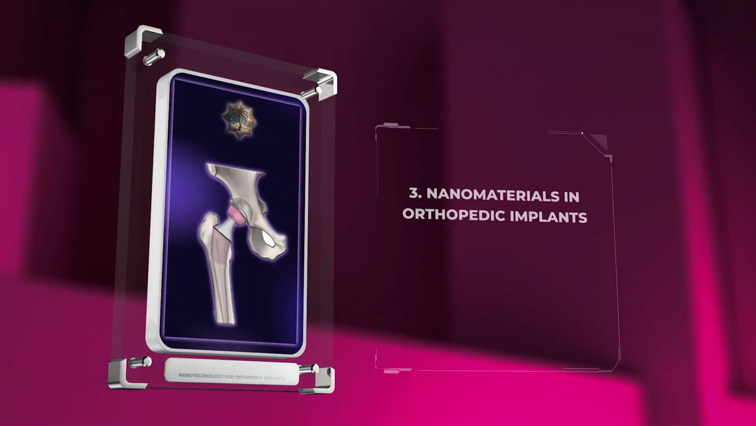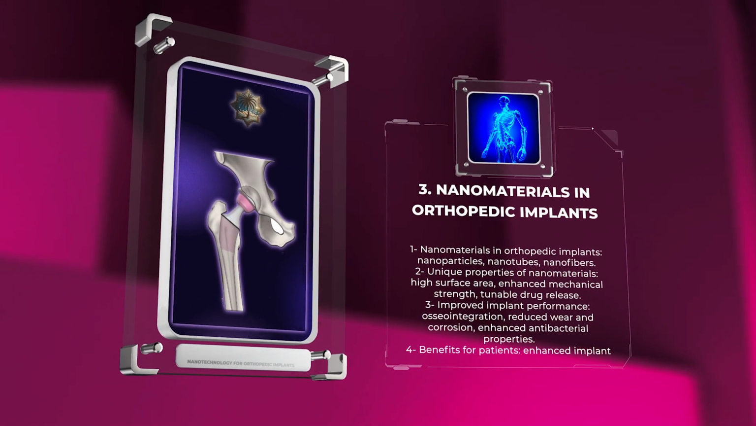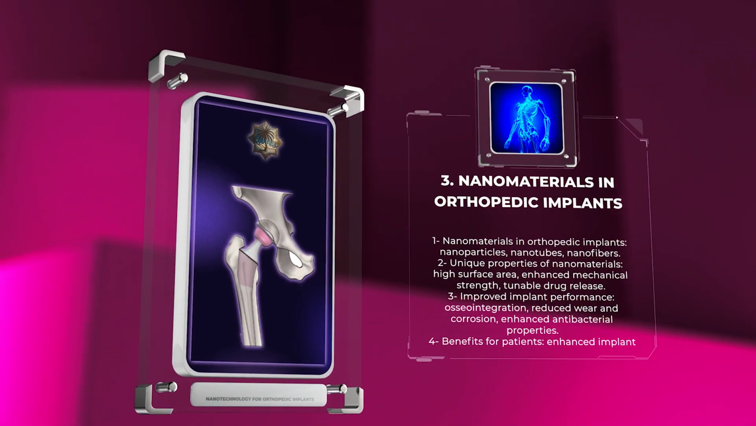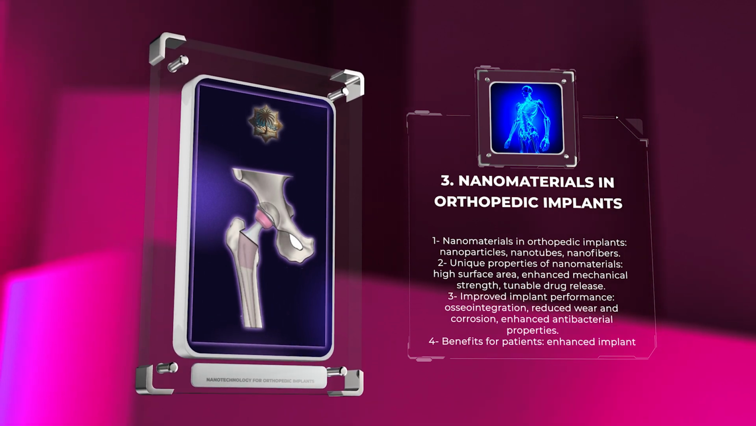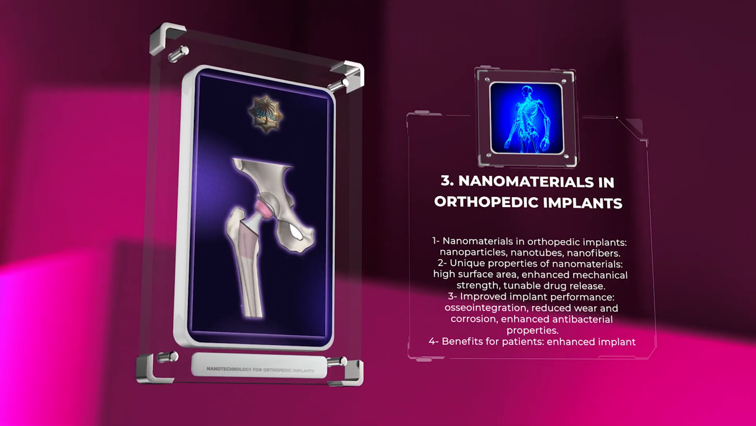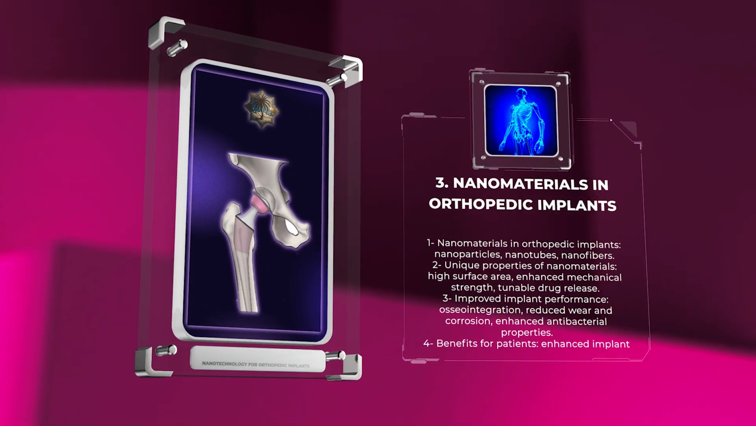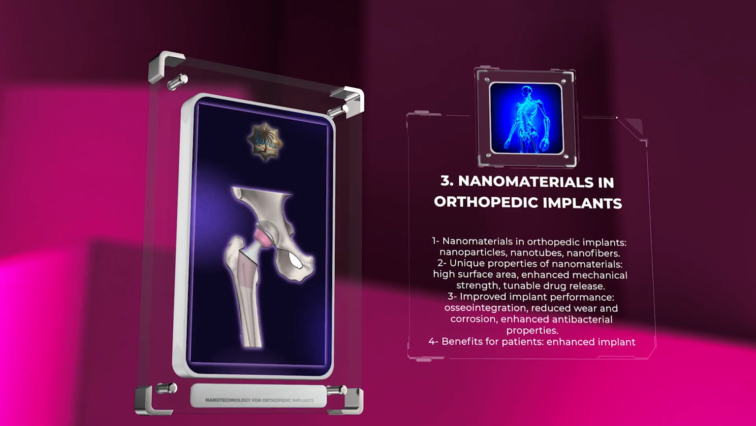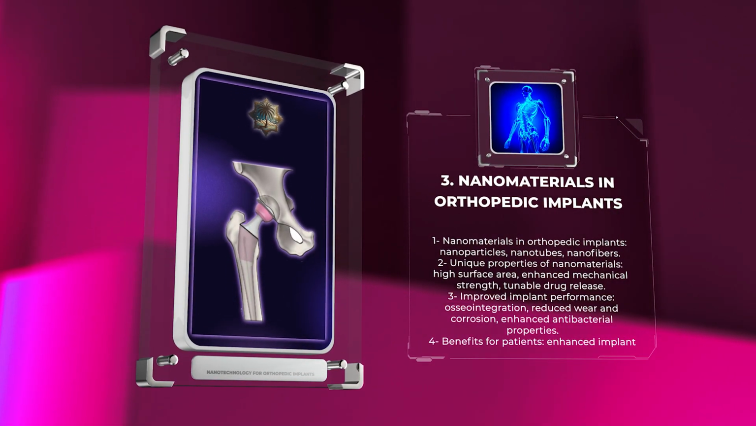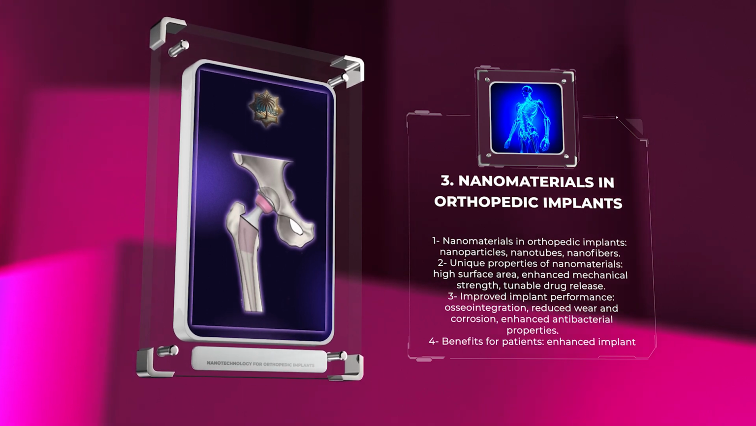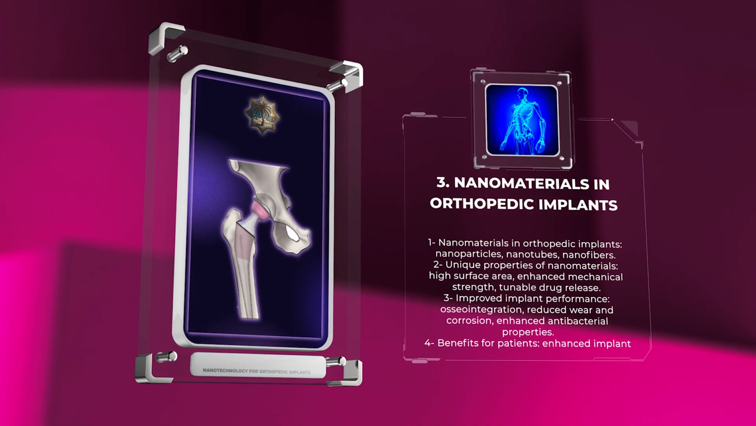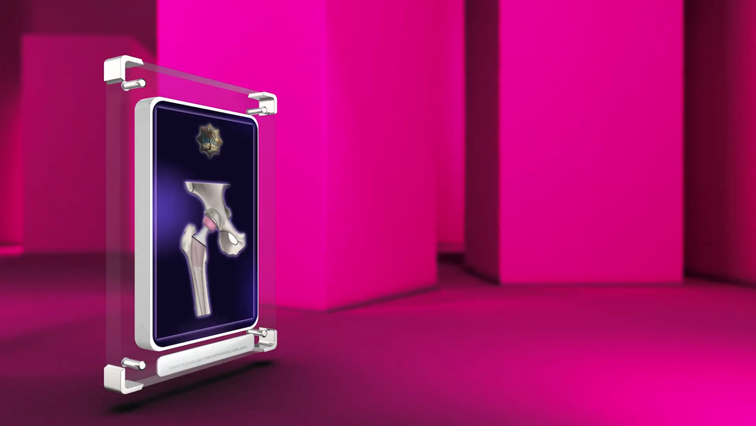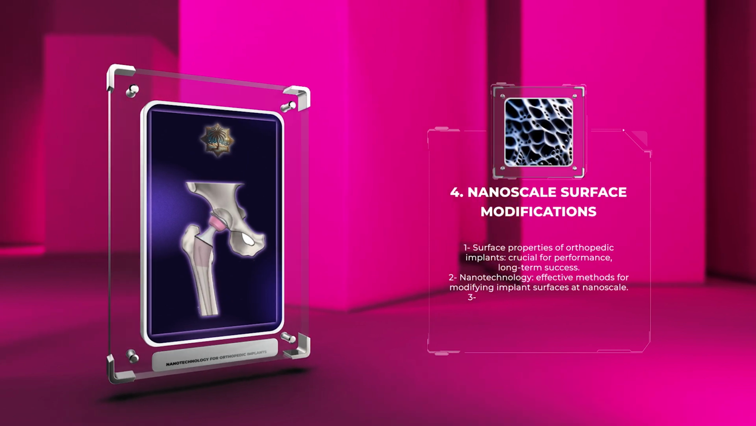Nanomaterials, such as nanoparticles, nanotubes, and nanofibers, have gained significant attention in the field of orthopedic implants. These materials possess unique properties, including high surface area, enhanced mechanical strength, and tunable drug release capabilities. By incorporating nanomaterials into implant surfaces, researchers have achieved improved osseointegration, reduced wear and corrosion, and enhanced antibacterial properties. This has resulted in implant materials that demonstrate superior performance and longevity, ultimately benefiting patients with enhanced implant functionality and reduced risk of complications.